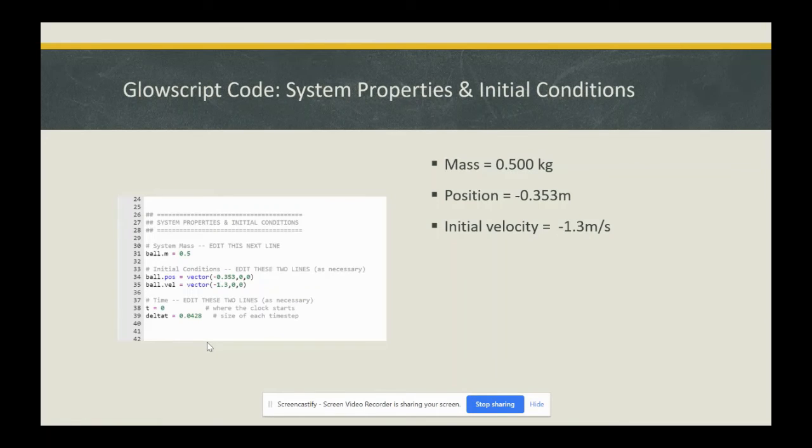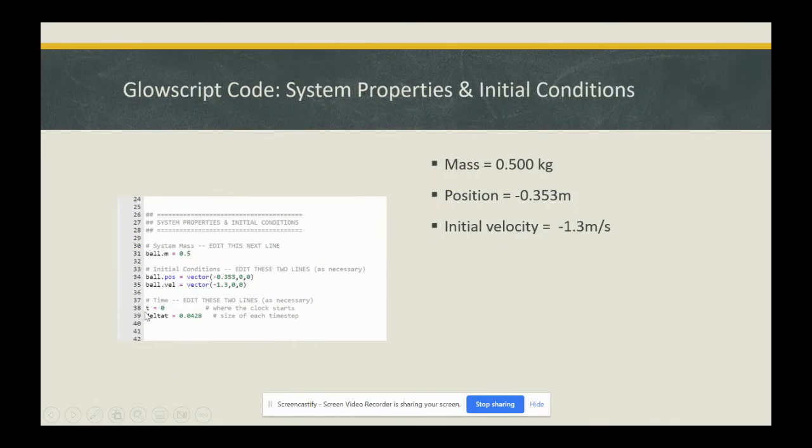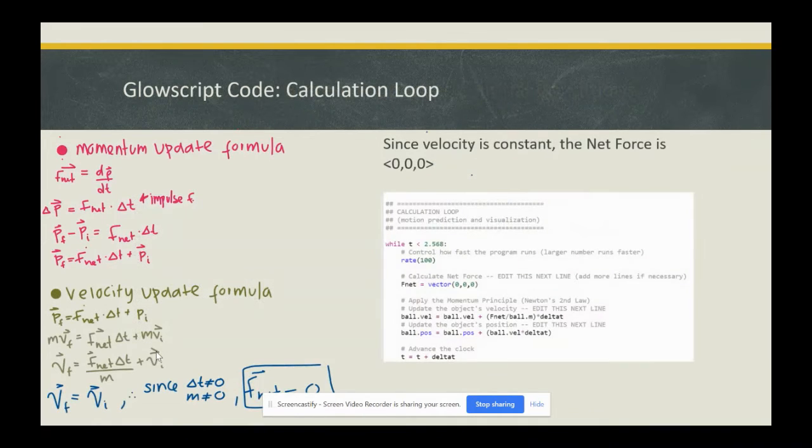We also created a predicted scenario through coding in GlowScript, and we initialized the code with a mass of 0.5 kilograms, an initial velocity of negative 1.3 meters per second, and an initial position of negative 0.353 meters. We also initialized the time, calculated the size of each time step, and set our total time. And velocity is constant.